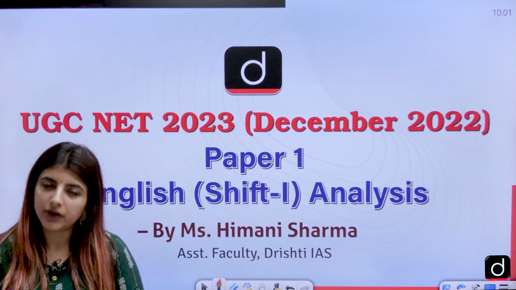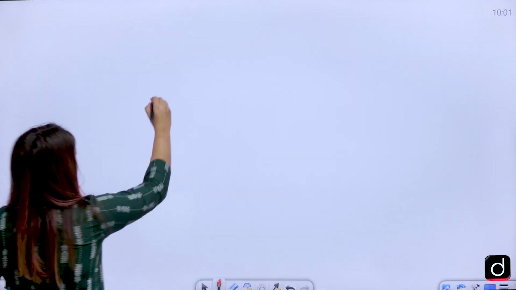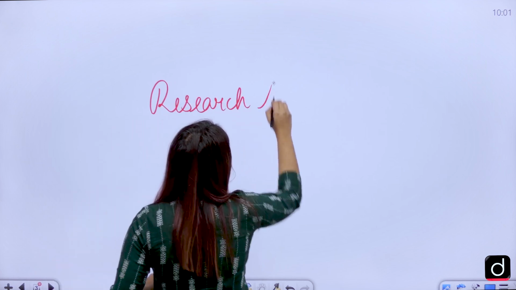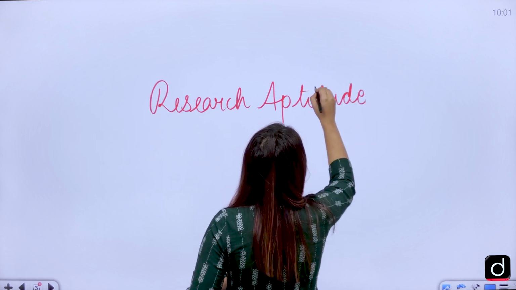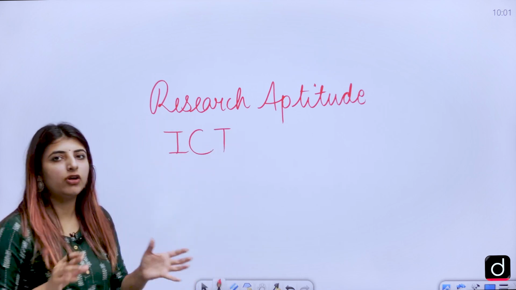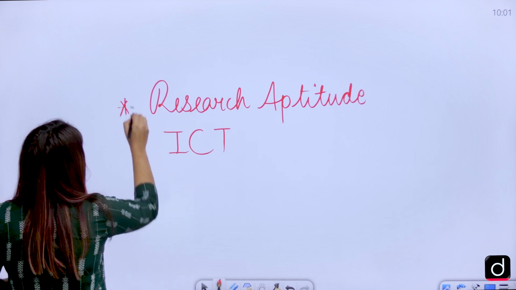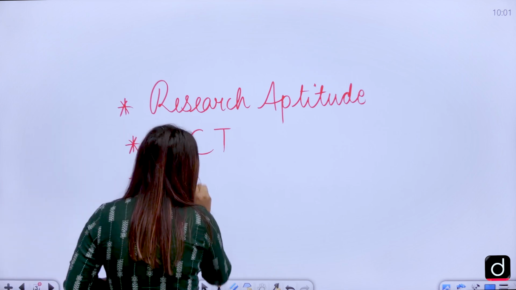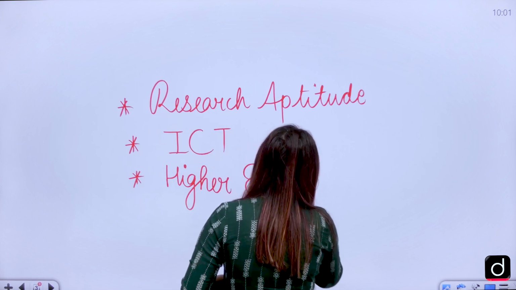The questions, the units that I'll be discussing the questions from will be Research Aptitude, ICT, that is Information and Communication Technology, that is related to computer science, etc. And the third unit that I will be dealing with is Higher Education.